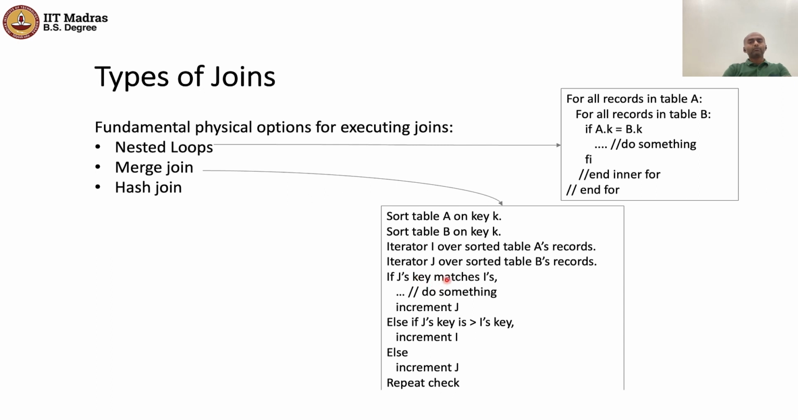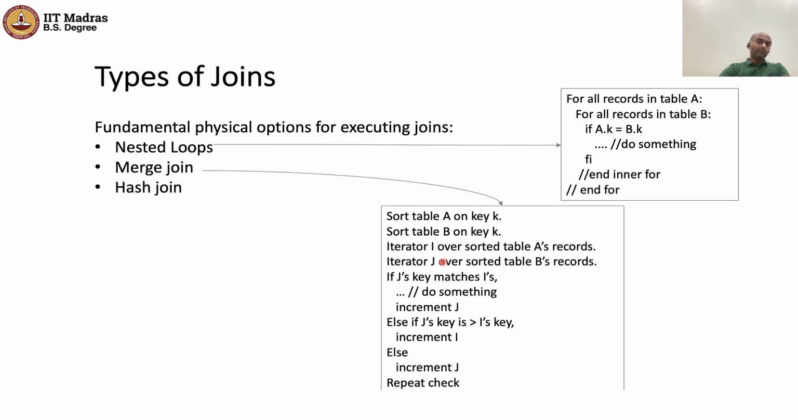So the first is the two values match, in which case, that's exactly what you want as a join. So do that something that you need functionally when you're done. Once you're done, then you just increment the iterator to the next record in table B.